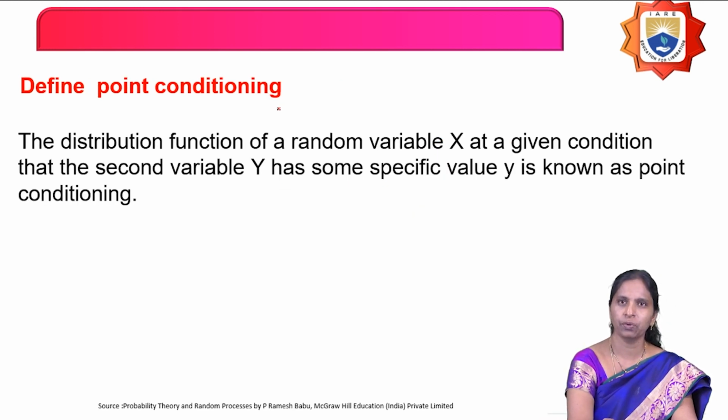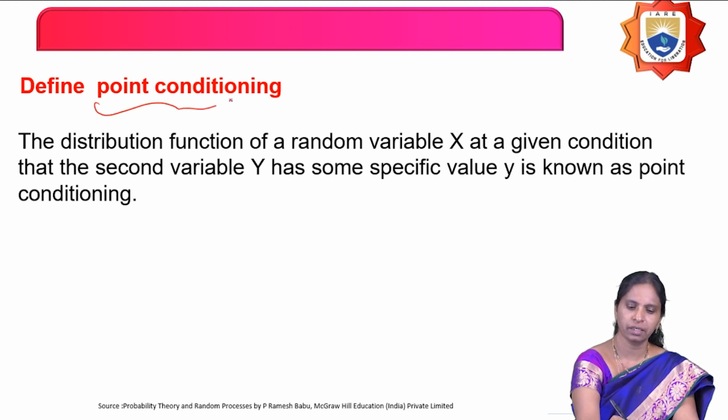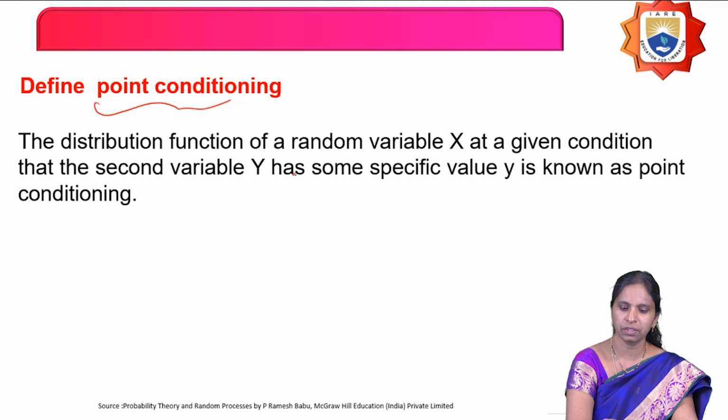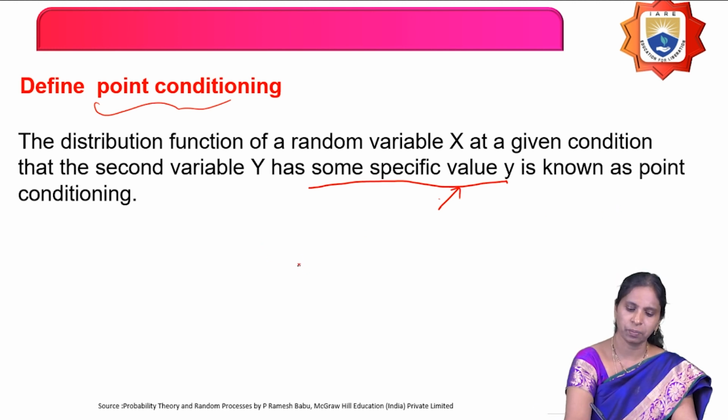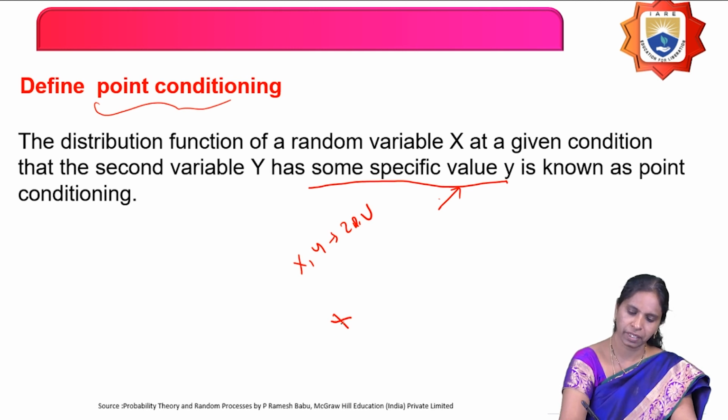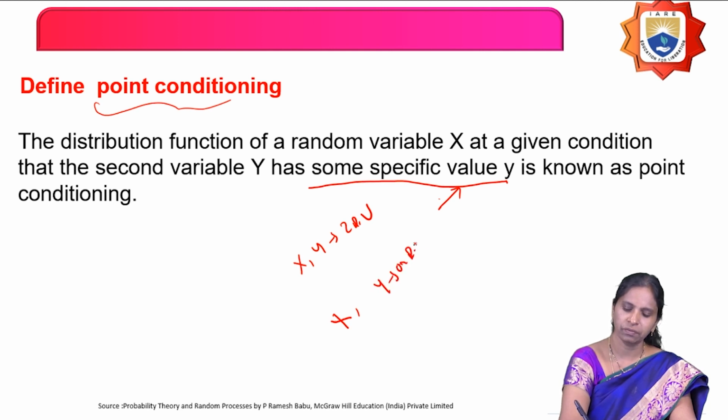What is the next one? Define point conditioning. So what is point conditioning? It is the distribution function of random variable X under the condition that the second random variable Y has some specific value, or a specific point. That is point conditioning. For example, X and Y are two random variables. If you take the probability, what is the condition? I am taking the random variable X, and I am taking the condition on the random variable Y.